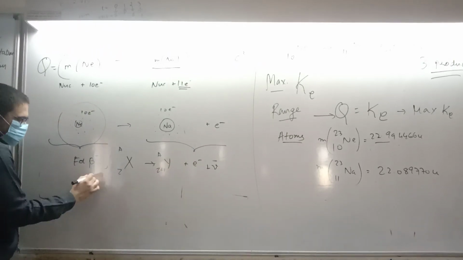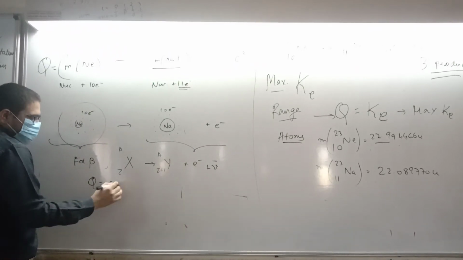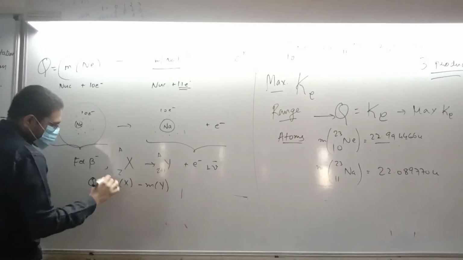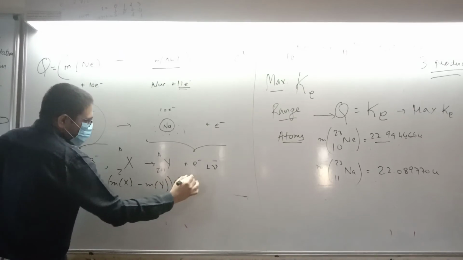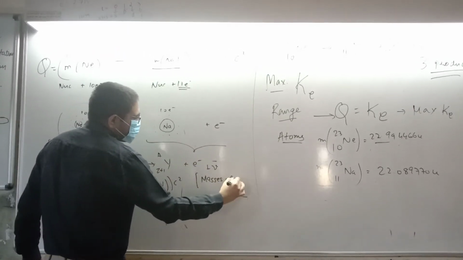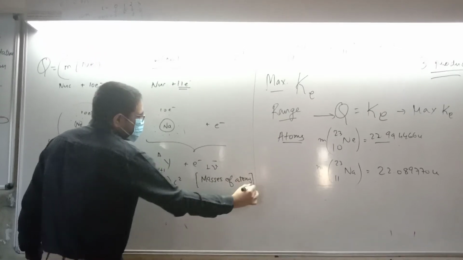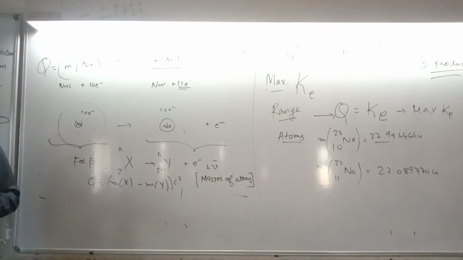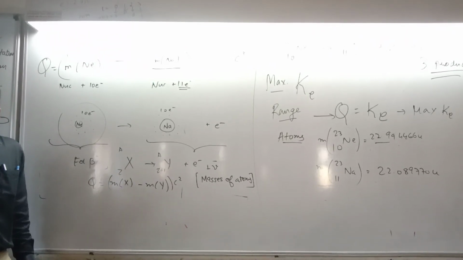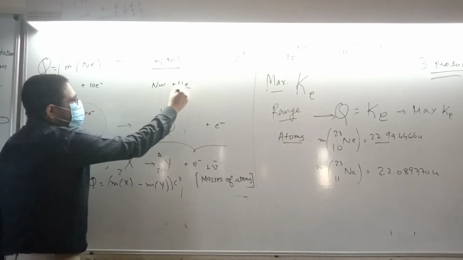When you write this, Q is directly equal to (mass of x minus mass of y) into c square, provided these are masses of what? Atoms. Right? If there is confusion here: if they are masses of atoms, this is okay, because an atom includes electrons.